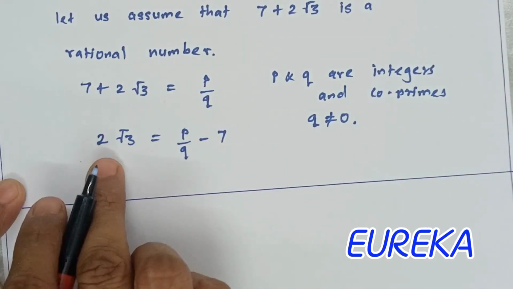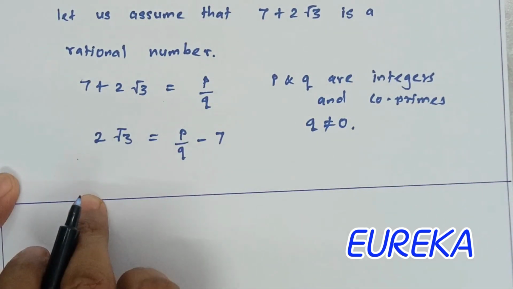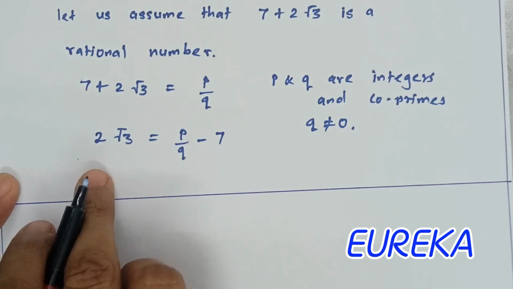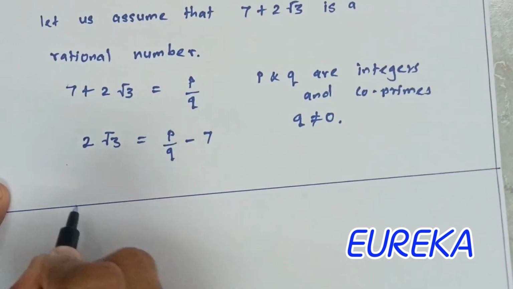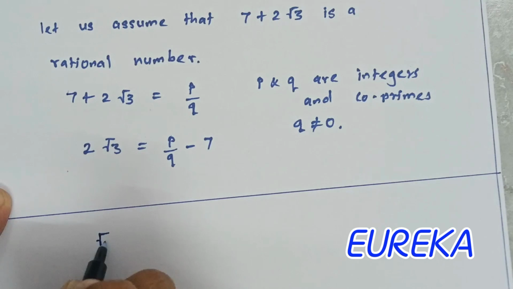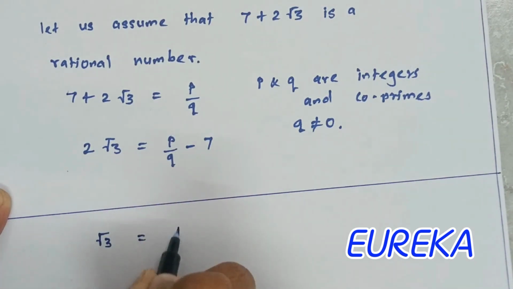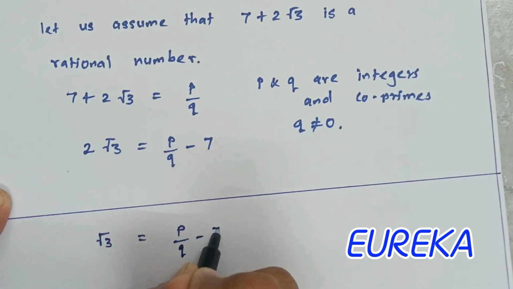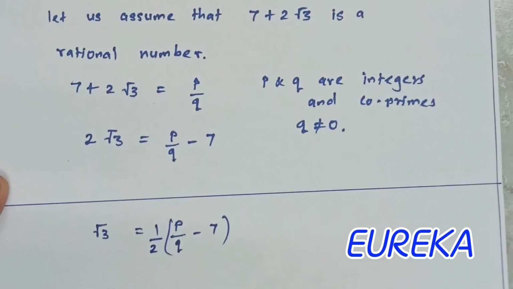2 is in which relation? 2 is in multiplication. What is the inverse of multiplication? It is division. So what I'll do? I'll divide both sides by 2. If I divide by 2 on the left hand side, I'll get root 3, and if I divide by 2 on the right hand side, I'll get p by q minus 7 whole divided by 2. You will say, sir, 1 by 2 whole? Yes, 1 by 2 means whole divided by 2.